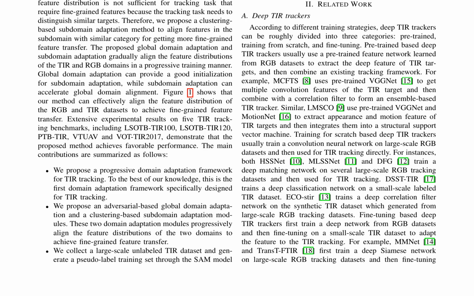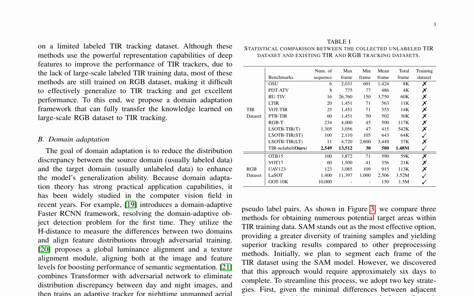The authors highlight their contributions, including proposing the first domain adaptation framework specifically designed for TIR tracking, introducing adversarial-based global domain adaptation and clustering-based subdomain adaptation modules, and achieving favorable performance on 5 TIR tracking benchmarks. The PDAT framework demonstrates its effectiveness in addressing the challenges of TIR tracking, where existing methods often struggle to generalize across different domains. Thermal infrared object tracking is a crucial task in various applications, including surveillance and autonomous driving.